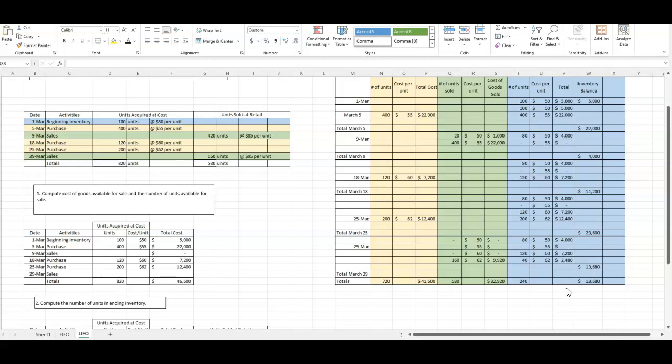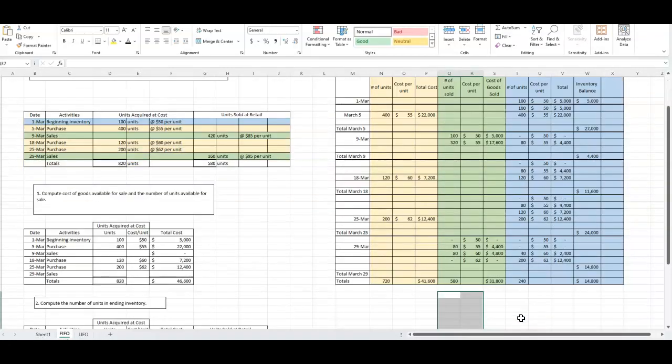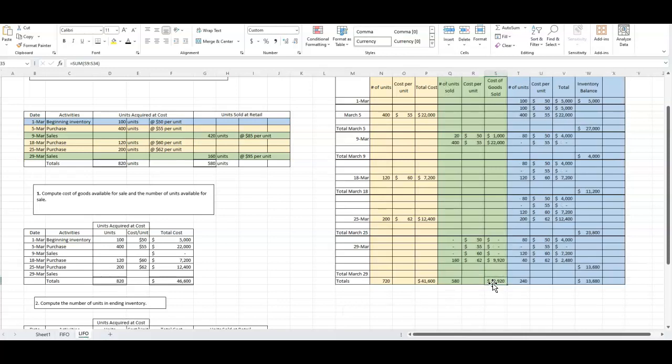Okay, in times of rising prices, we're going to see the LIFO method give us the highest cost of goods sold and the lowest ending inventory. So this is LIFO with 13,680 ending inventory, $32,920 in cost of goods sold. If we go to the FIFO example, we have $14,800 in ending inventory and $31,800 in cost of goods sold. So LIFO is showing us a higher cost of goods sold.